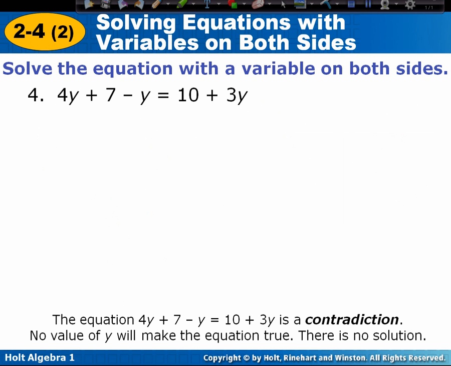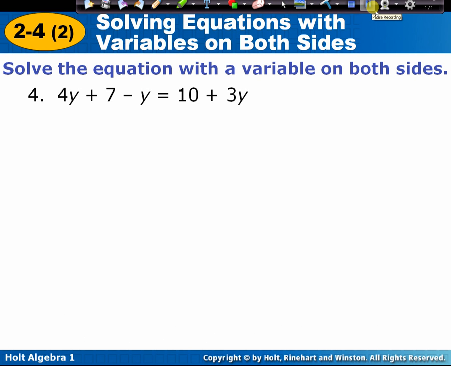All right, now we're going to look at number 4. All right, we're going to look at the next equation, which is 4y plus 7 minus y equals 10 plus 3y. Take a minute and pause the video and go ahead and try this one on your own. Once you've tried it, go ahead and restart the video to see if you got it correct.